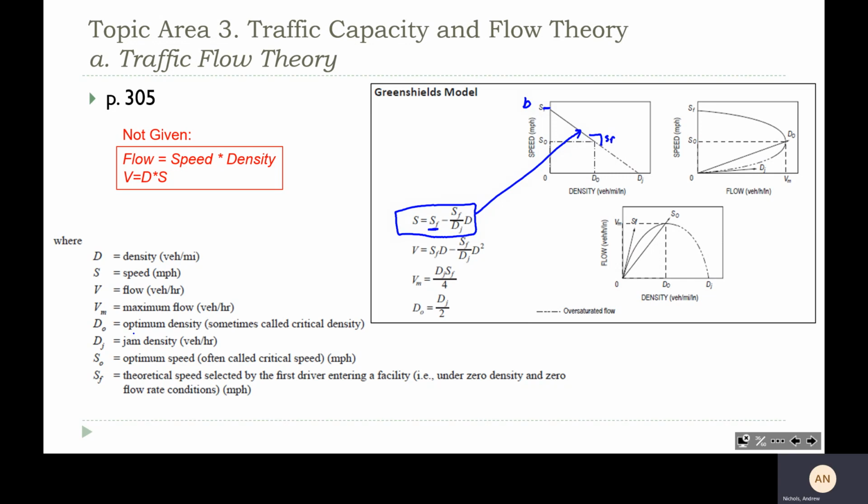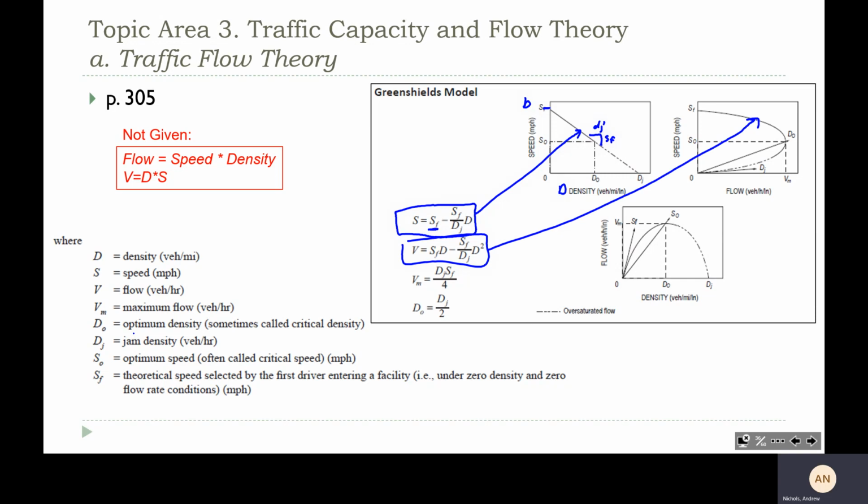It's going to be SF and DJ. So we've got SF over DJ, and then times density down here. So that is just giving us the general equation of that line. And then we've also got, this would be the relationship between speed and flow. So this would be the equation for this line here.